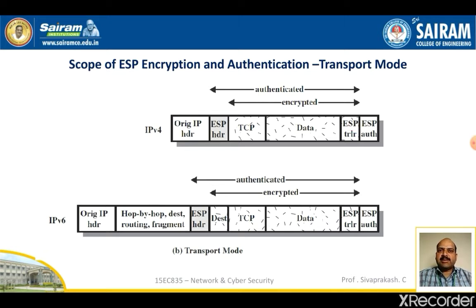If authentication is selected, the ESP authentication data field is added after the ESP trailer. The entire transport level segment plus the ESP trailer are encrypted. Authentication covers all the ciphertext plus the ESP header.